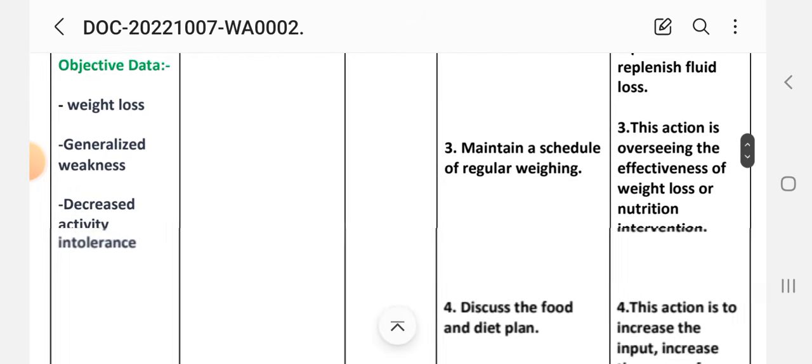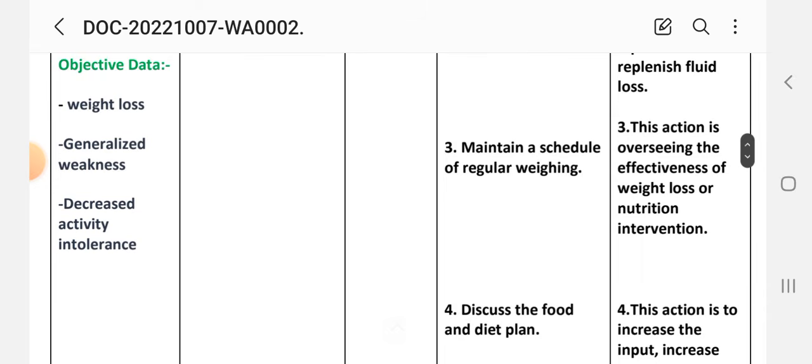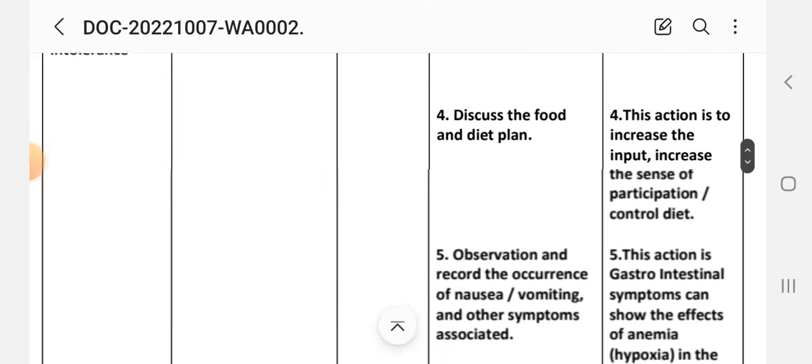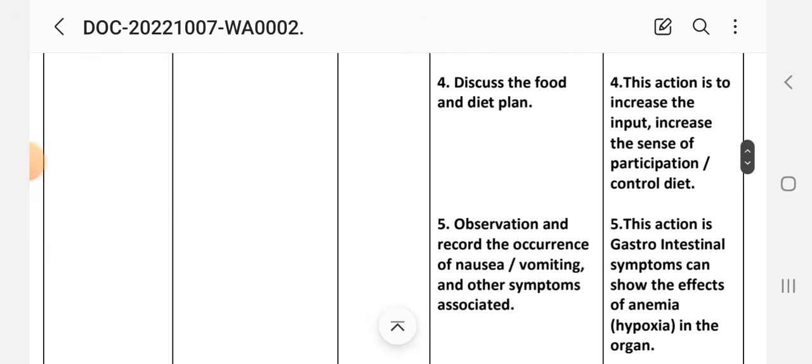Third intervention: maintain schedules of regular weighing. The rationale is that this action is overseeing the effectiveness of the weight loss or nutrition intervention. Fourth intervention: discuss the food and diet plan. The rationale is that this action is to increase the input, increase the sense of participation, and control diet.